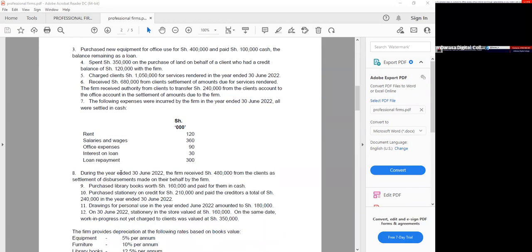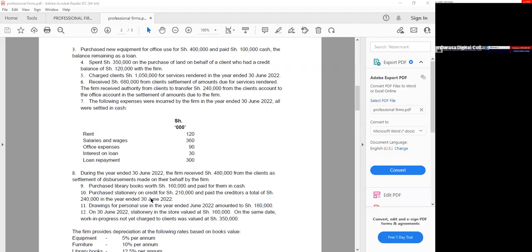Note 8, during the year ended 30 June 2022, the firm received 480 from the client as a settlement of disbursement made on their behalf by the firm. Purchase library books, of course, the assets. Debit library books, we credit where the cash is coming from. Purchase stationery on credit for 210 and paid the creditors a total of 240 in the year ended 30 June 2022.